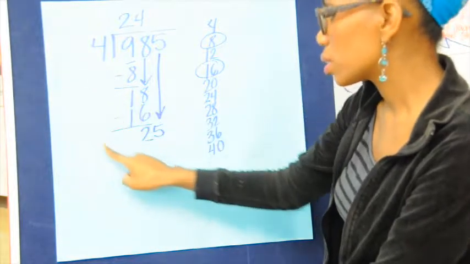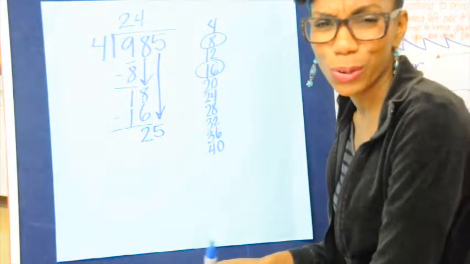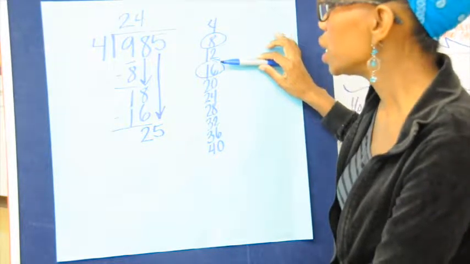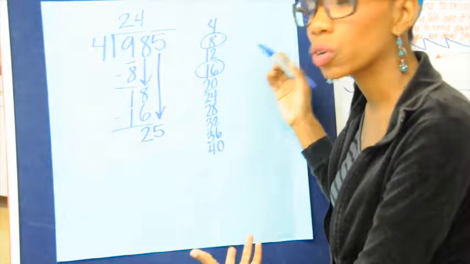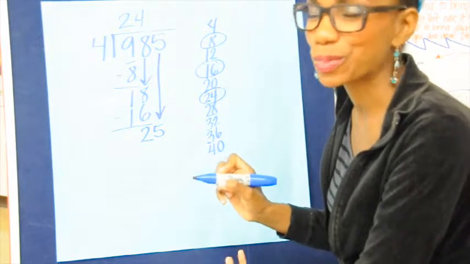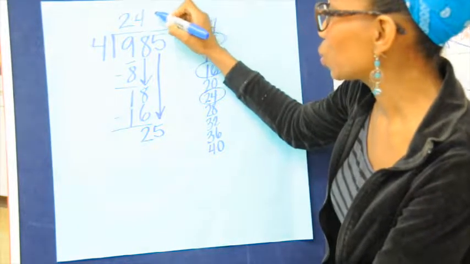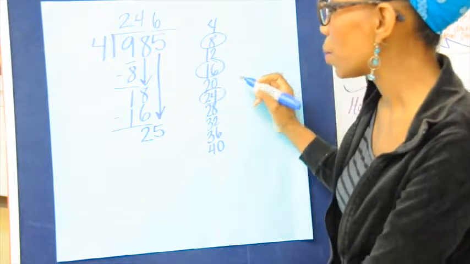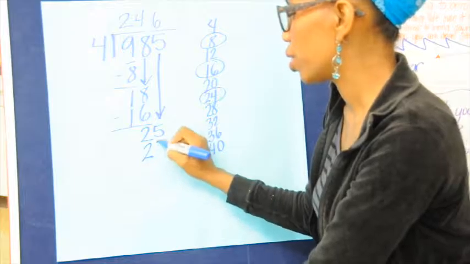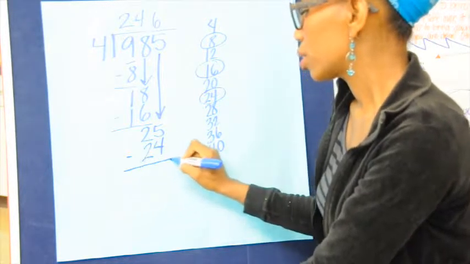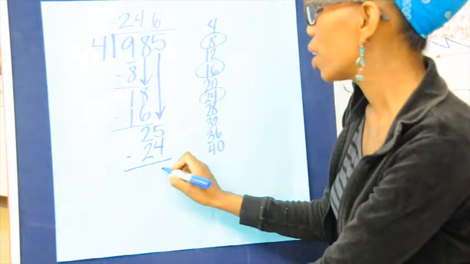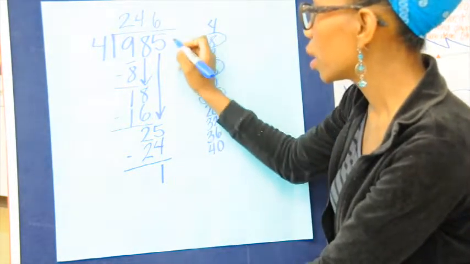Now, I'm asking myself, how many times does 4 go into 25? Or which multiple of 4 is closest to 25 but not greater? The sixth multiple. So 4 times 6 equals 24. I'll put my 6 up top. And then I take this multiple and I just write it right underneath here, 24. Next, I subtract. 25 minus 24 equals 1.